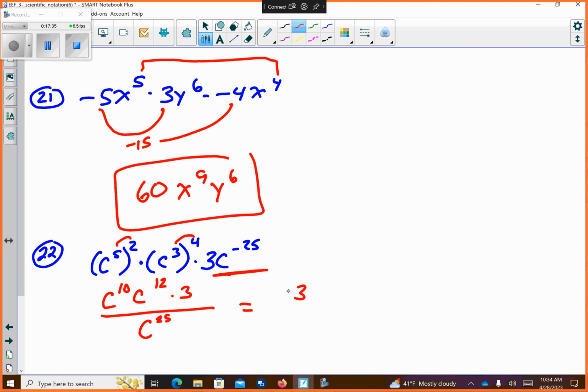How many c's do I have on top? 22. Very good. Tug of war between the c's. C to the 22nd on top, C to the 25th on bottom. Who wins, top or bottom? By how many? 3. Yeah. So that was kind of a big, ugly problem that I cleaned up real nicely. Okay, 2 left. Am I going too fast, going too slow? Going just right?